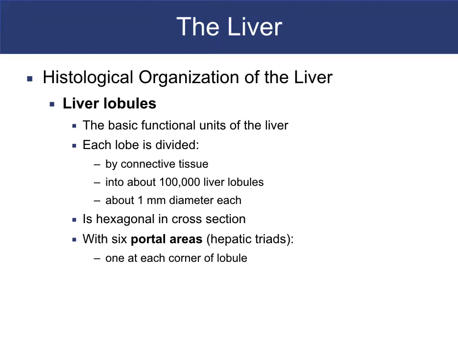They are hexagonal in cross-section. Hexagonal means how many sided? 6-sided, right? And so they're 6-sided, and at each one of those corners, there is what's called a portal triad. So each one of these corners right here, there is what's called a portal triad. Or hepatic triad. Or portal triad, either one.